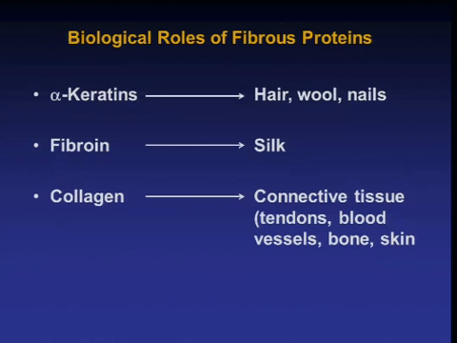So we're going to talk about the alpha keratins, which play important structural roles for hair, wool, and nails; fibroin, which is the structural protein for silk; and then collagen, which is the number one protein in your body. All right? It is for tendons, blood vessels, skin, bones. I think 80% of the protein in your body is collagen.